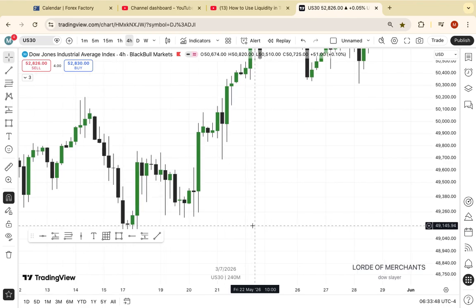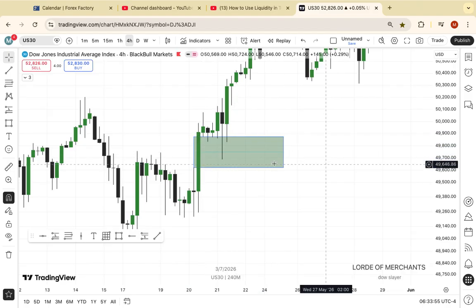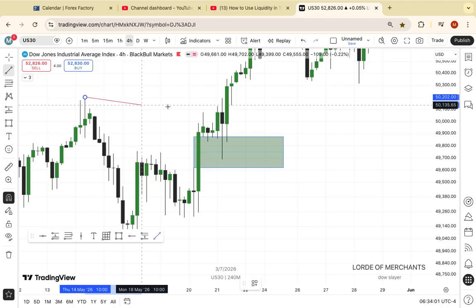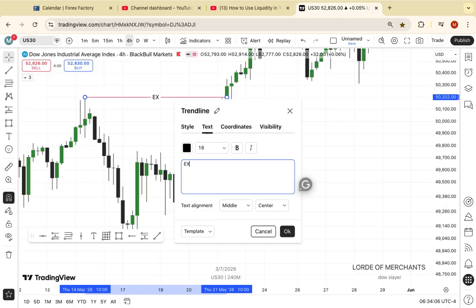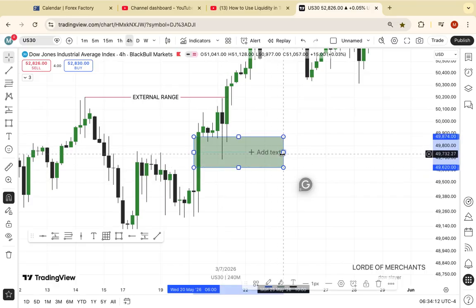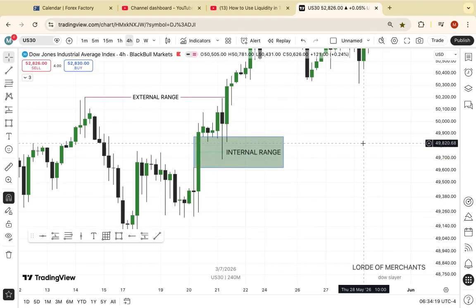Internal range liquidity, now we have a fair value gap. You see this fair value gap right here. So in simple terms, what this means is the price has filled the fair value gap, so it should now target the highs. So the extreme highs, well, these were the main highs, as you can see. So this is the external range liquidity, external range right there. And then this is internal range, internal range right there.